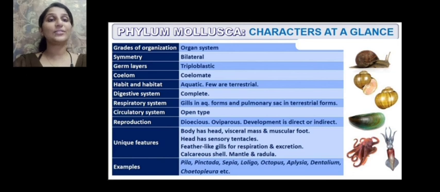And unique features are that the body is divided into head, the visceral mass, and the foot region. And the head has sensory tentacles to sense stimuli, and feather-like gills are present for respiration and excretion. And there is a calcareous shell which protects the internal soft body parts. And in addition to this, they have two organs called the mantle, which encloses all the visceral mass, and the radula, which acts as a rasping organ for feeding. Examples are the Pila, which is called the apple snail, the octopus, the squids. All these come under the phylum Mollusca.